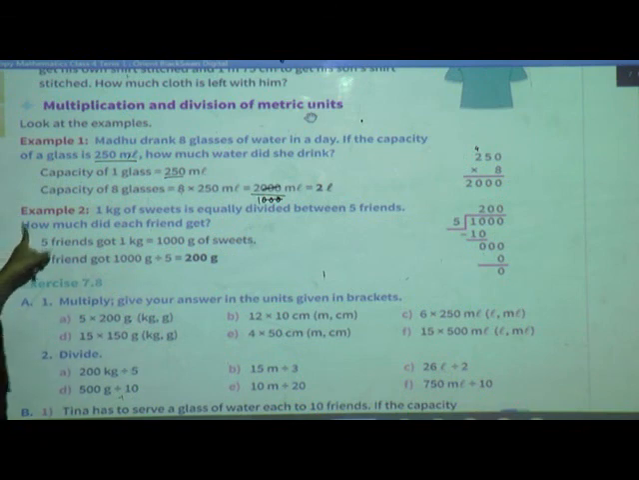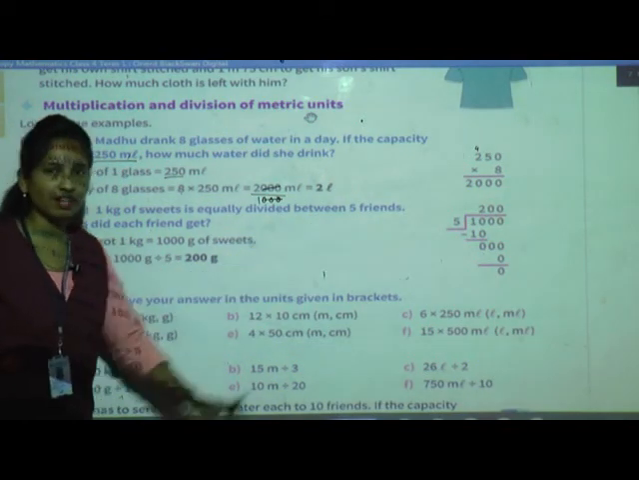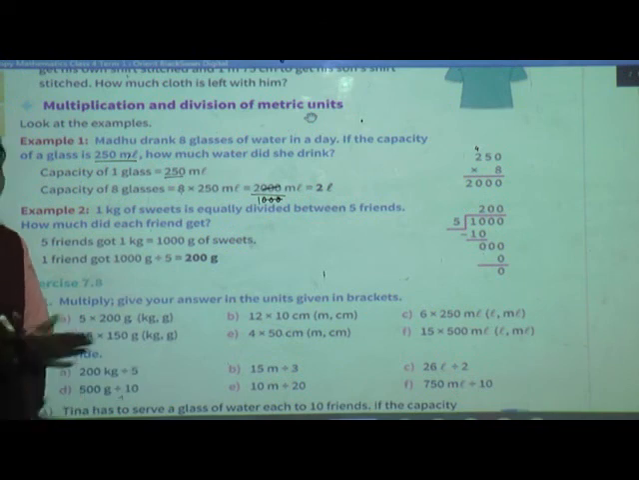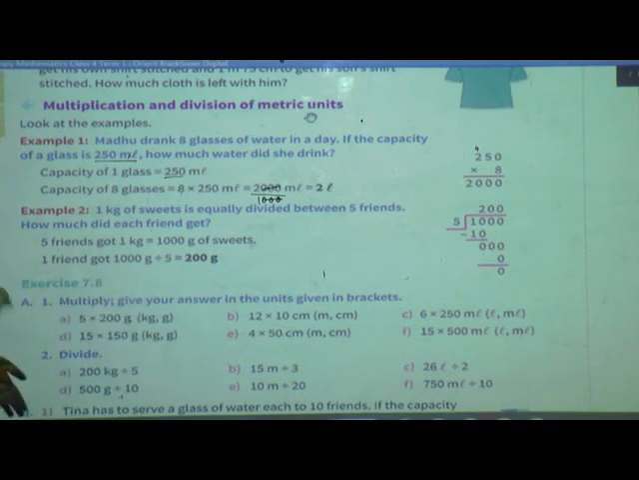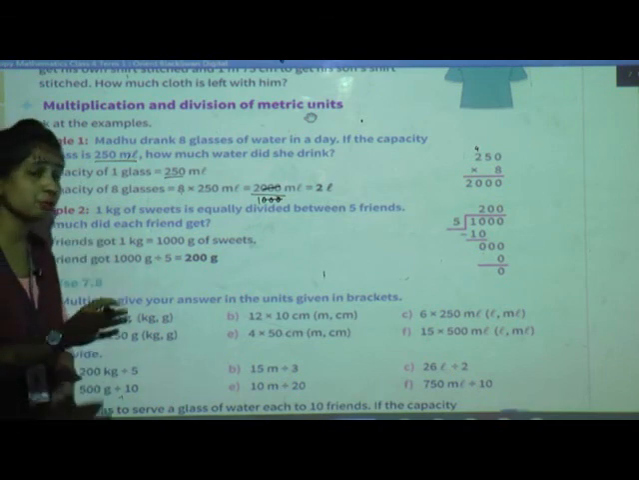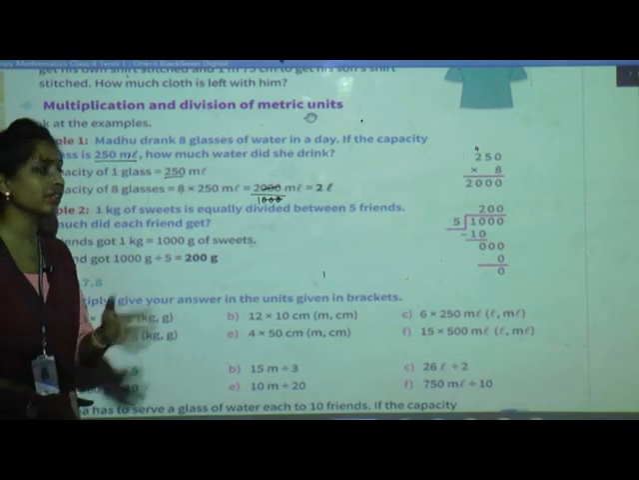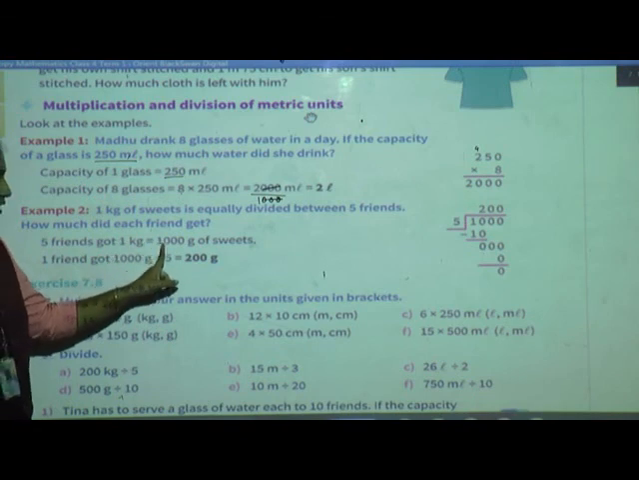What is second example? 1 kg of sweets is equally divided between 5 friends. So how much did each friend get? See, divided. As I explained you, division with the example of friends only. So they want to divide the sweets. How many sweets are there? 1 kg. And they want to divide between 5 friends. So what we have to do? We have to do the division. So 1 kg means how many grams, students?